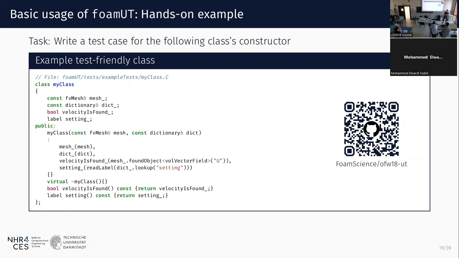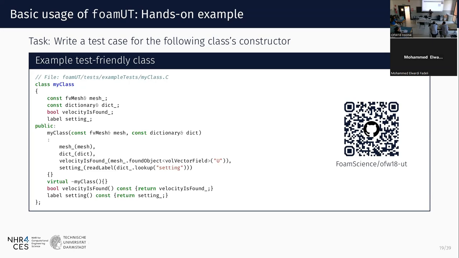Yeah, so our task for today is to write a small test for this class, which, as you can guess, is a very testable class. It has a mesh and a dictionary as a concept, so when you see this, you immediately see that it is testable. What we also have, as the testing subjects, is a boolean for whether the velocity field is there, and just a random setting to test units.